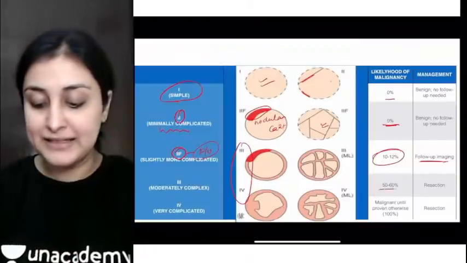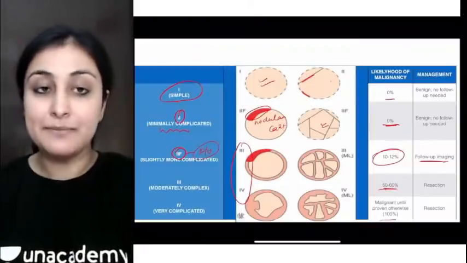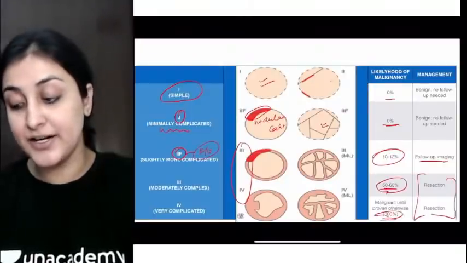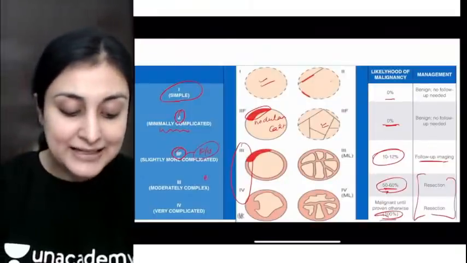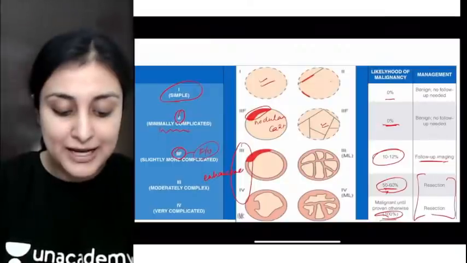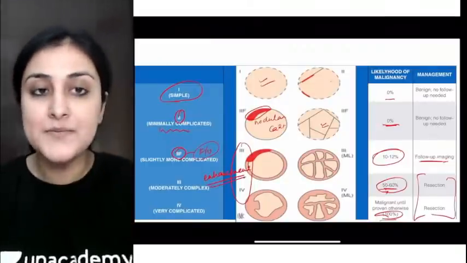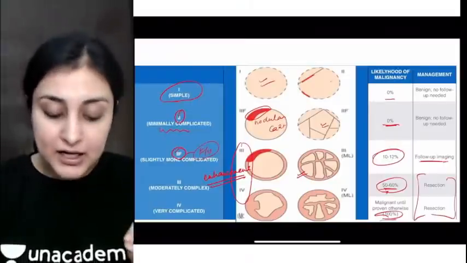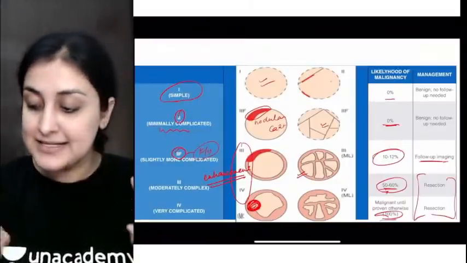3 and 4 are malignant unless proven otherwise. I mean, they are taken as malignancy, they are both rejected. 3 is 50 to 60, this is 100. इसके लिए क्या चाहिए? Any enhancement. The trick is पूरा याद मत रखो, any enhancement becomes 3 और 4. अगर septa thick enhancing है 3, अगर solid nodule है which is enhancing 4.